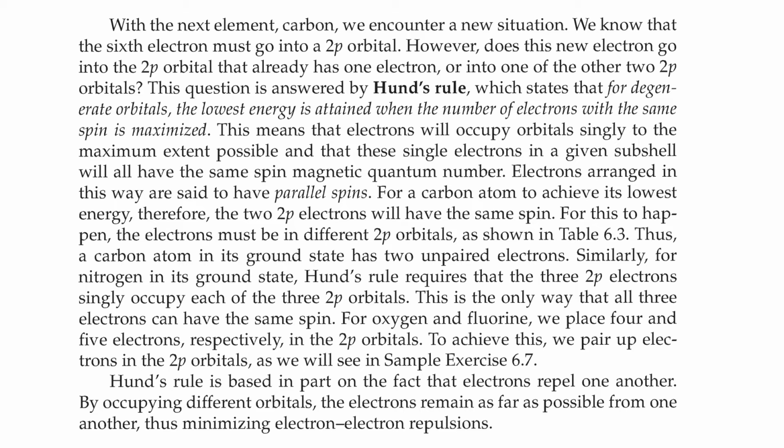For oxygen and fluorine, we place 4 and 5 electrons respectively in the 2p orbitals. To achieve this, we pair up electrons in the 2p orbitals as we see in Sample Exercise 6.7. Hund's rule is based in part on the fact that electrons repel one another. By occupying different orbitals, the electrons remain as far as possible from one another, thus minimizing electron-electron repulsions.